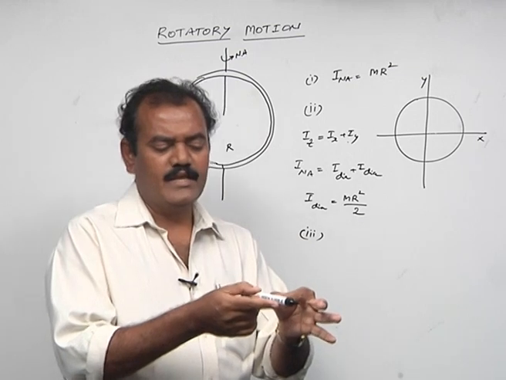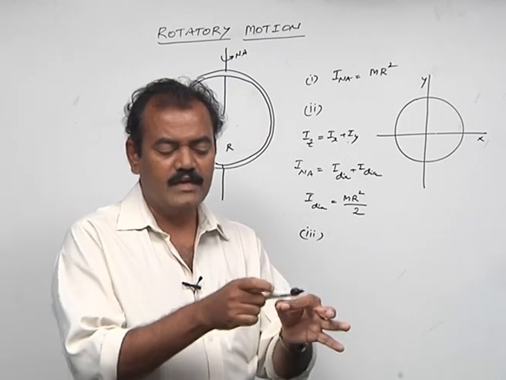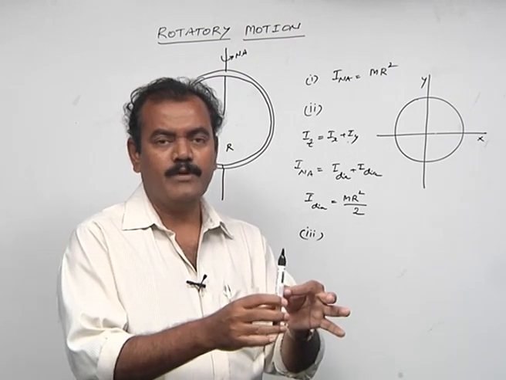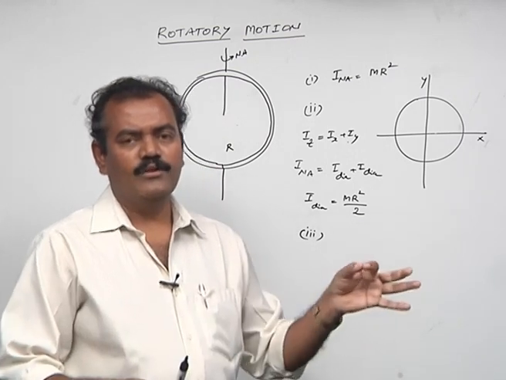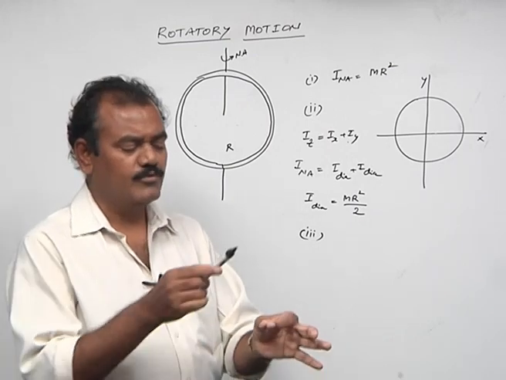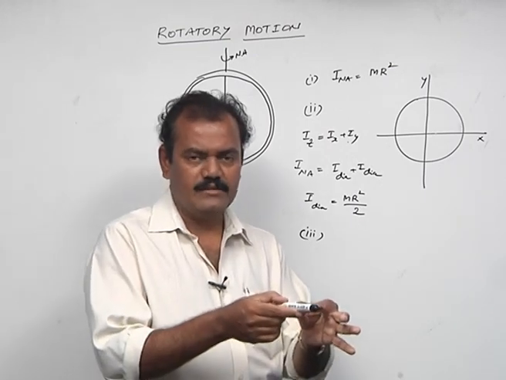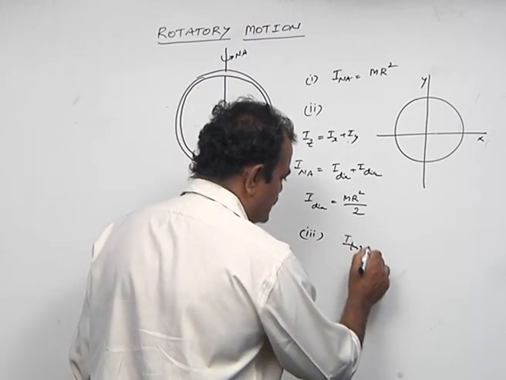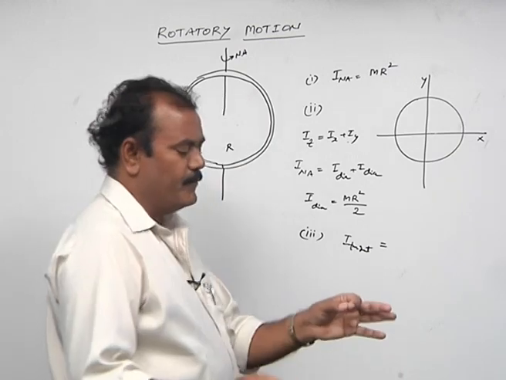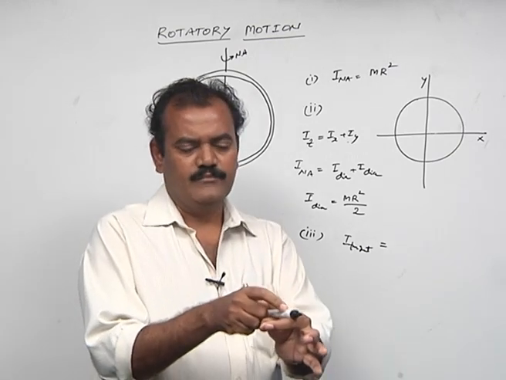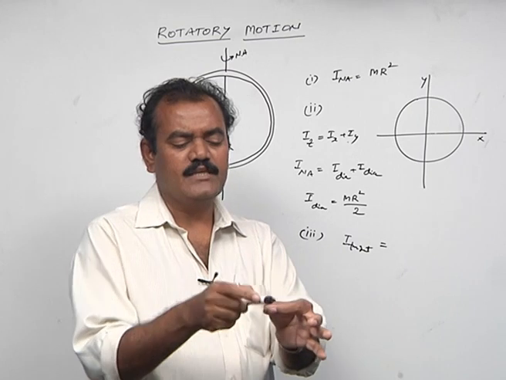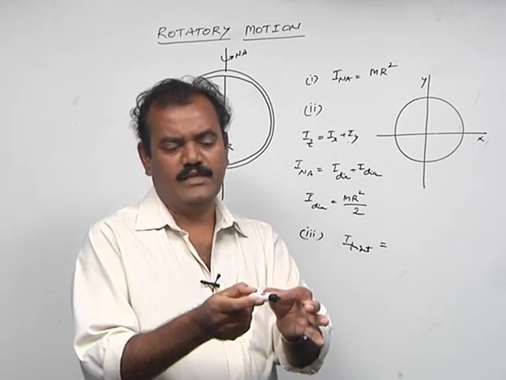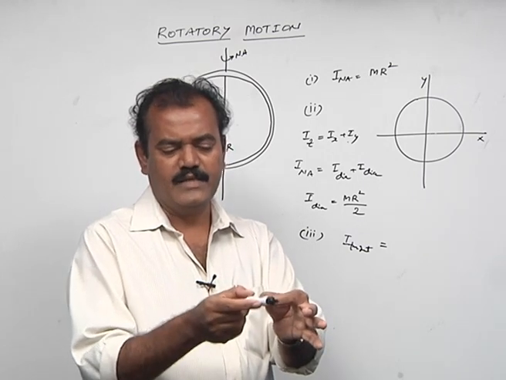This tangent can be taken as along the plane, or parallel to that plane, and this tangent is taken as perpendicular to the plane. Now we are going to find out the moment of inertia about a tangent which is along the plane. So I tangent is equal to, in this case, this tangent is parallel to the diametrical axis. You can see two axes here, but you are going to find out the moment of inertia about this tangent only, not about this diametrical axis.